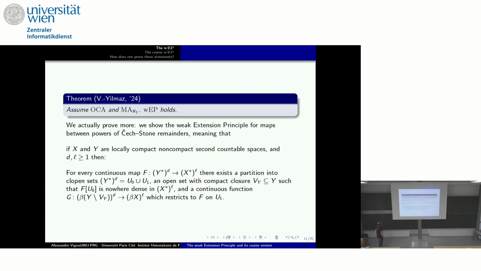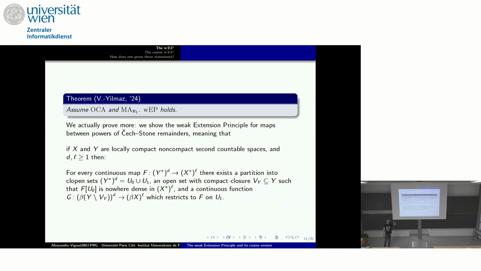But anyway, we actually proved something more because we are capable of doing what Ilias was capable of doing for powers. So we actually have a nice description of maps between powers of Čech-Stone remainders. In particular, you give me two integers, D and L, then every continuous map from the D power of a Čech-Stone remainder to the L power of a Čech-Stone remainder, it's trivial.